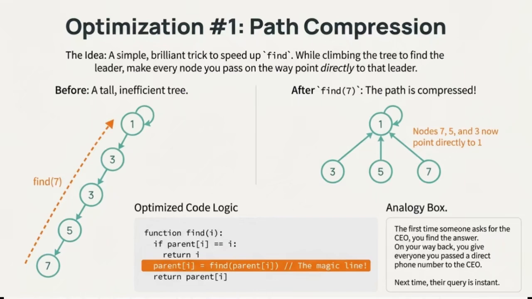It literally reassigns the parent of every node along the path to be the root we just found. That's it. That's path compression.